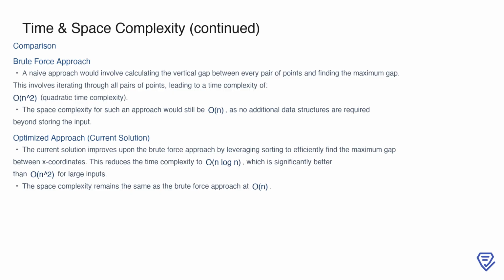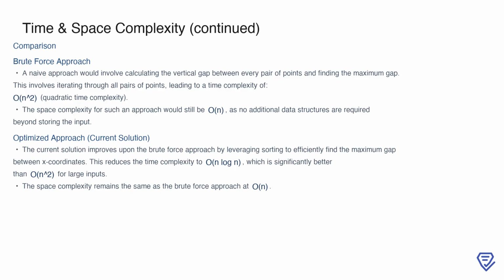Let's compare this optimized approach to a brute force solution. In a naive approach, we would calculate the vertical gap between every pair of points and then find the maximum gap. This requires iterating through all pairs, which results in a time complexity of O(n squared), due to the nested loops. The space complexity would remain O(n), as we only need space to store the input points.